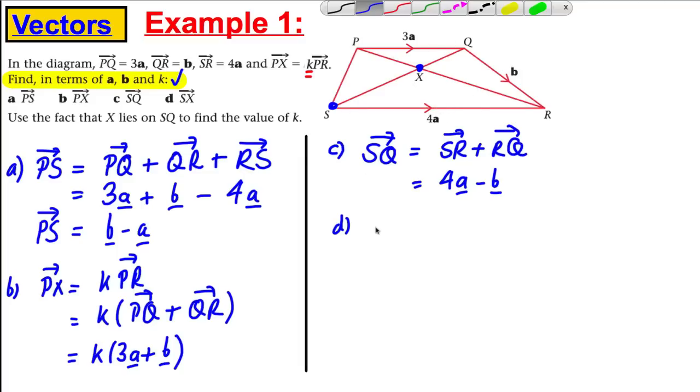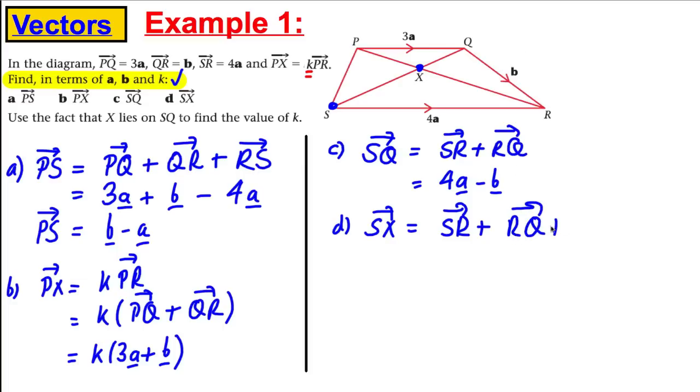I could go S to X, I could go S to R plus R to Q plus Q to P, and then I could go from P to X because I know what P to X is.